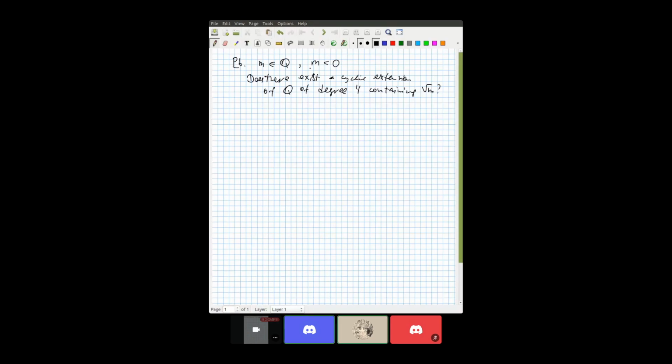Cyclic means that its Galois group is cyclic. Yes, first of all, it means that it is Galois, and its Galois group is cyclic, so its Galois group is isomorphic to Z mod 4. Maybe we should denote this by K. So we have K, and we have Q. This is cyclic of order 4.